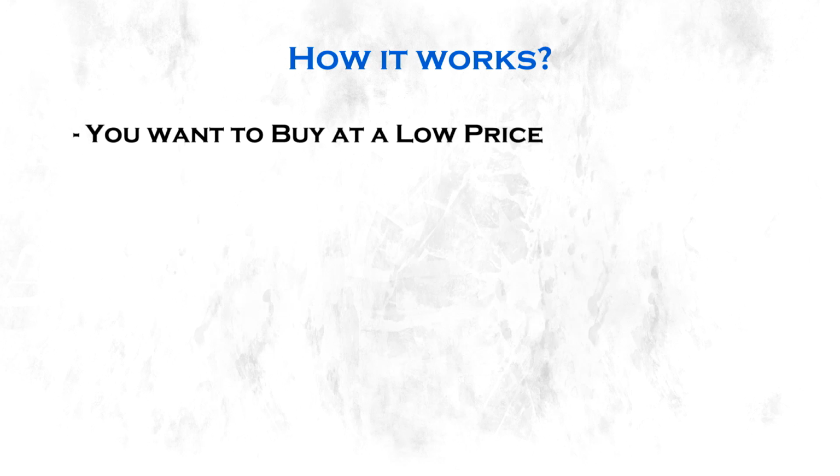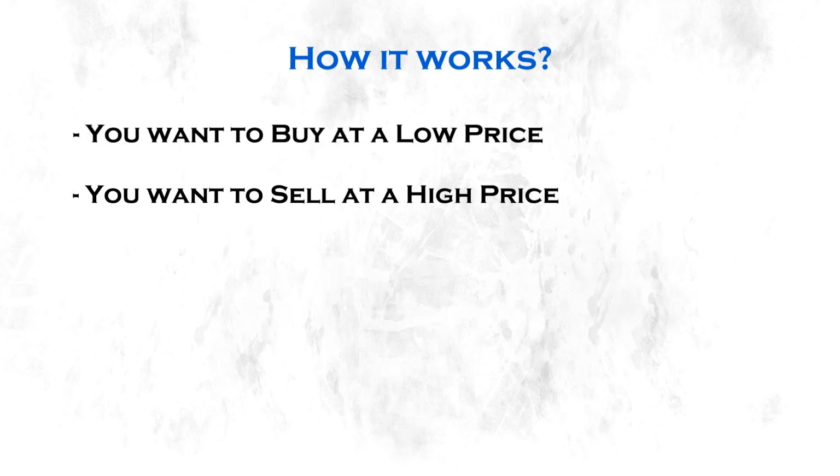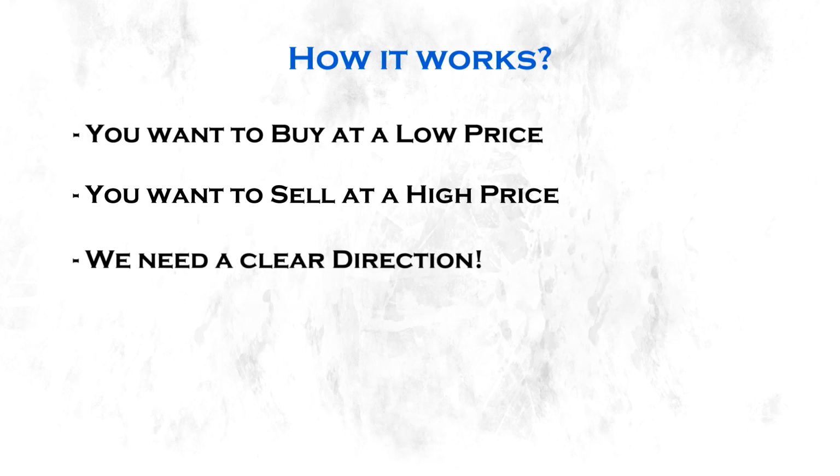Whenever you want to buy something, you want to buy it at a low price when it's cheap. And whenever you want to sell something, you want to sell it at a high price when the value is high. So when you think the price goes up, you buy. And whenever you think the price goes down, you sell. No one will ever know for a fact what price will do, so you have to have a way to control risk. And in order to make money with Forex, we need a clear direction.